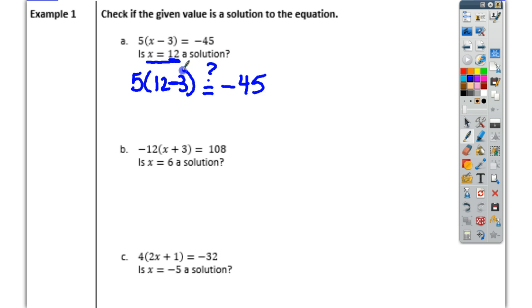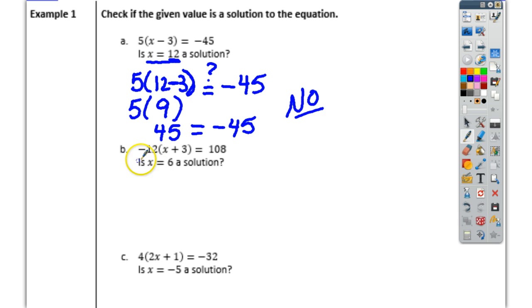Well, in this situation, inside of parentheses, they're like terms, so I can combine them. 12 minus 3 is 9, and 5 times 9 is 45. Does that equal a negative 45? Well, it's close, but no, does not. One's positive, one is a negative, so that one is a no.